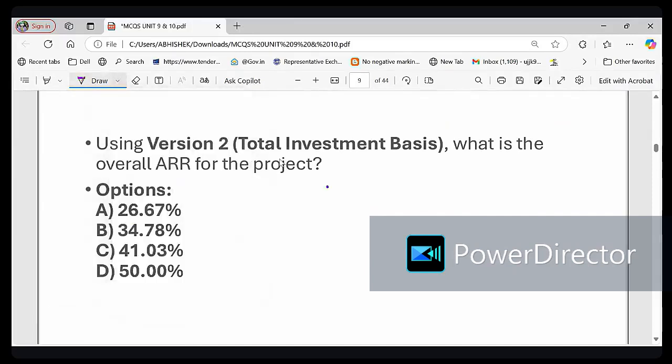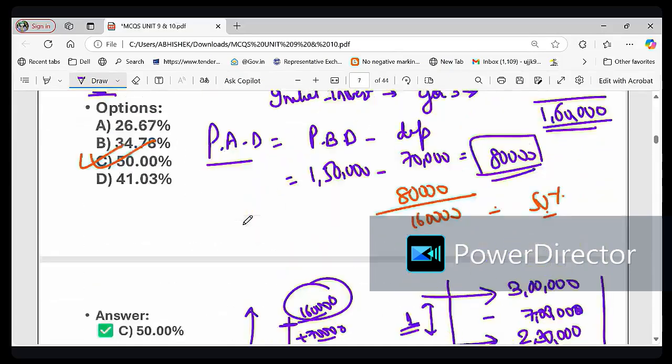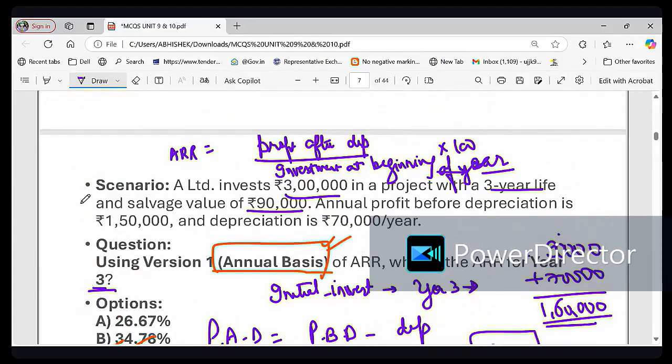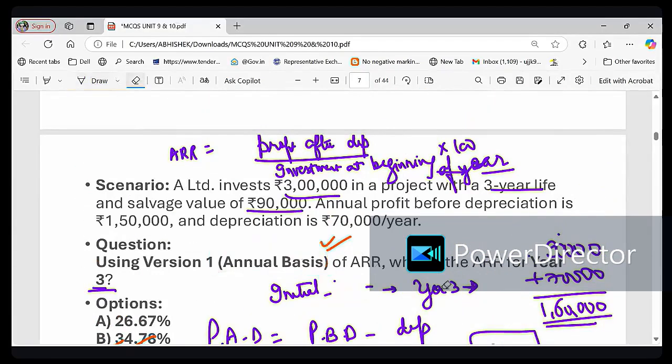Version number 2 is called the total investment basis. Now you have to calculate the overall ARR for the project. See, in the first question, you were asked to calculate ARR for year number 3. See the difference. What you were asked was to calculate the accounting rate of return for year number 3. That is why it is called annual basis.